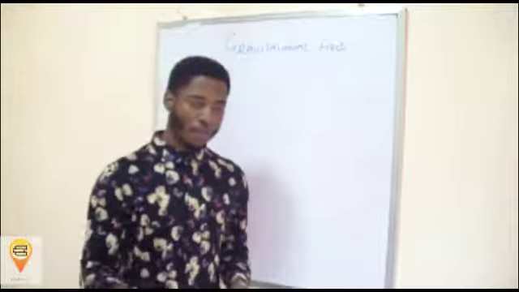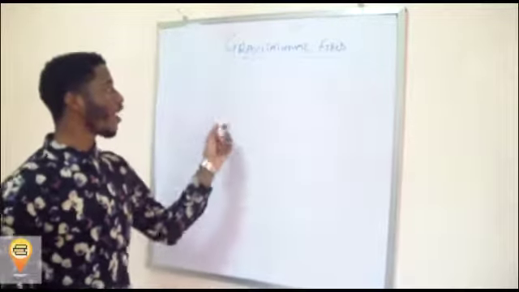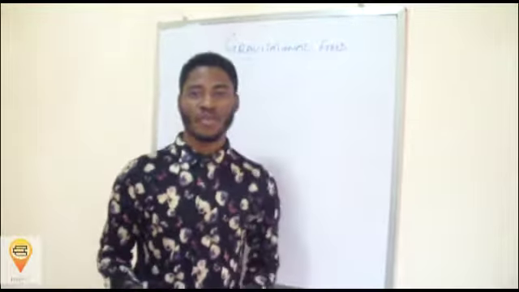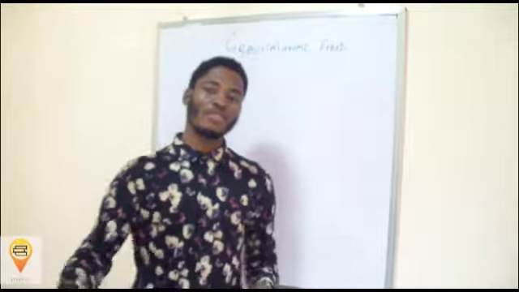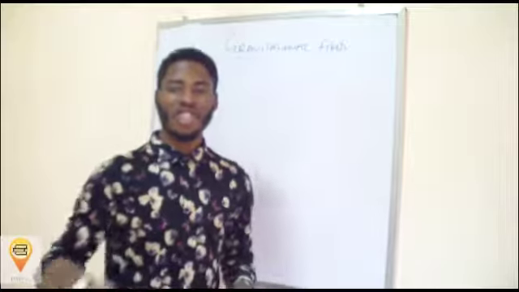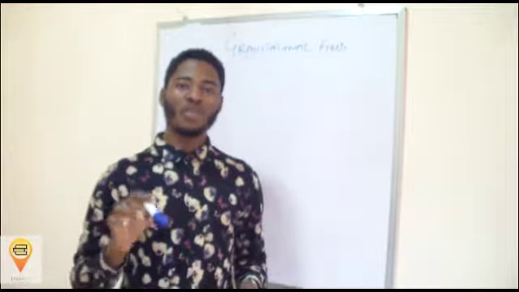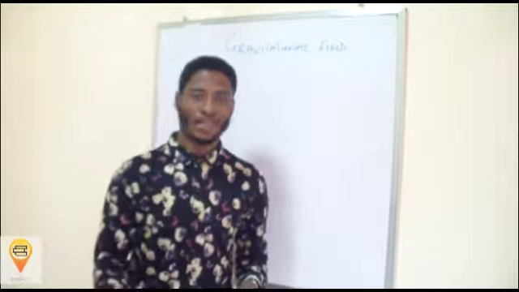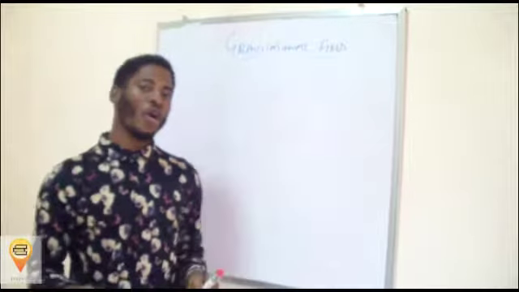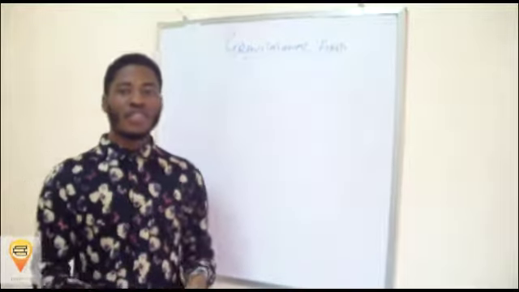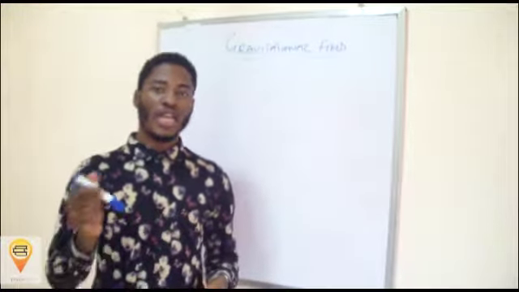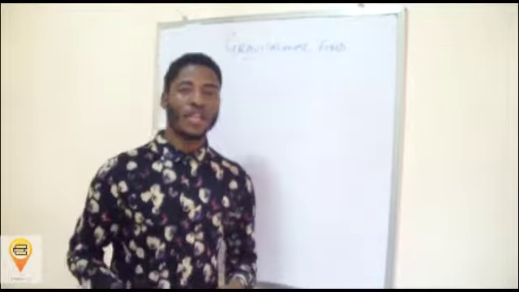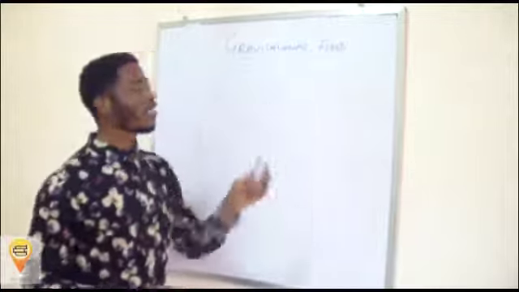Now, let's go further. We go into defining gravitational field, since we know what the force of gravity is. Gravitational field is the region or area around which the force of gravity acts. That is why it's called a field. A field is any region or space or area around which a particular force acts. That is why we call it a gravitational field.